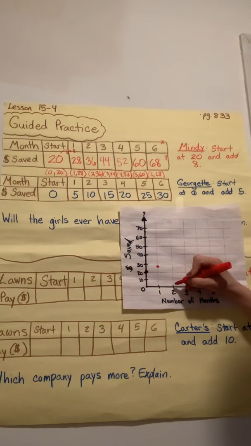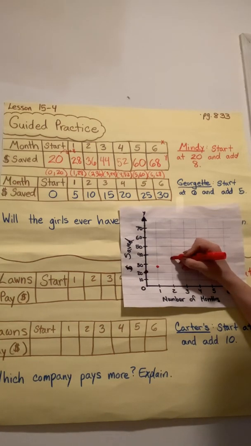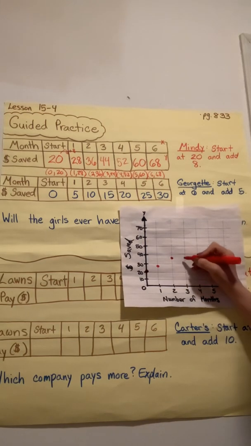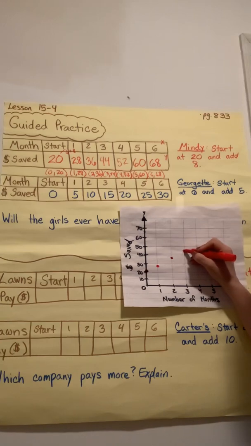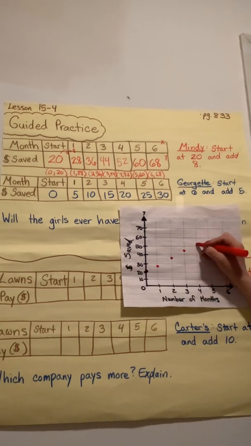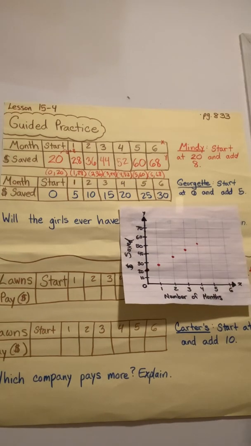2 months, I'm up to 36. So that would be getting, or I'm sorry, it was going by tens. That would be getting close to the 40, about halfway in between. 3 months would be at 44, so almost halfway to the 50. 4 months would be at 52, so a little above the 50 there.